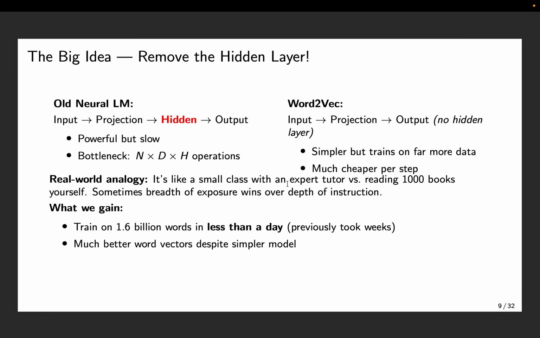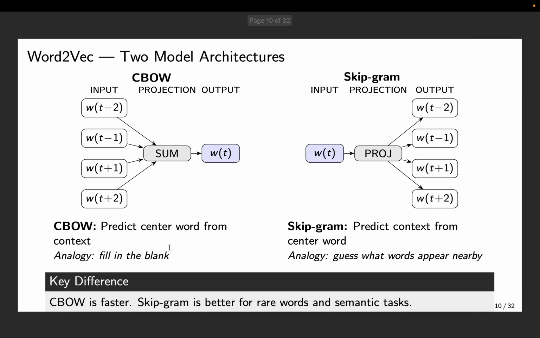Option 1, you take a small intensive course with a brilliant expert tutor. Option 2, you just immerse yourself and read 10,000 books. Often breadth of exposure beats depth of instruction. The brain, or in this case the model, figures out the pattern on its own if you give it enough examples. The result: word2vec trains on 1.6 billion words in less than a day. The RNNLM took 8 weeks on similar data, and despite being simpler, word2vec's word vectors are dramatically better. That's the insight: simplicity plus scale wins.